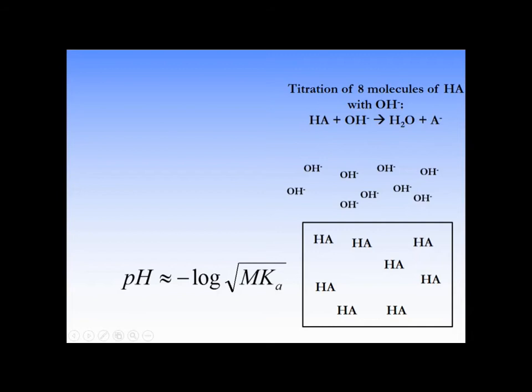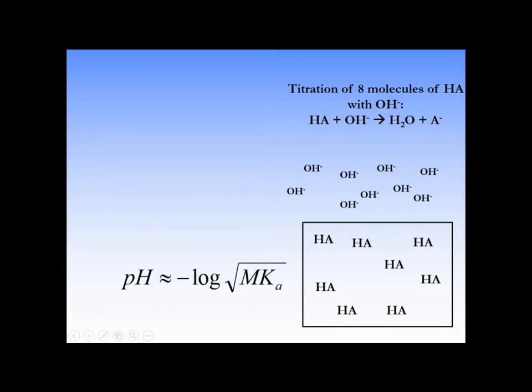This is the pH at the start. Over here, this is the equation we're going to use for it. I showed you this before. The pH at the start will be about equal to the minus log of the square root of the molarity of this weak acid times Ka for the acid.